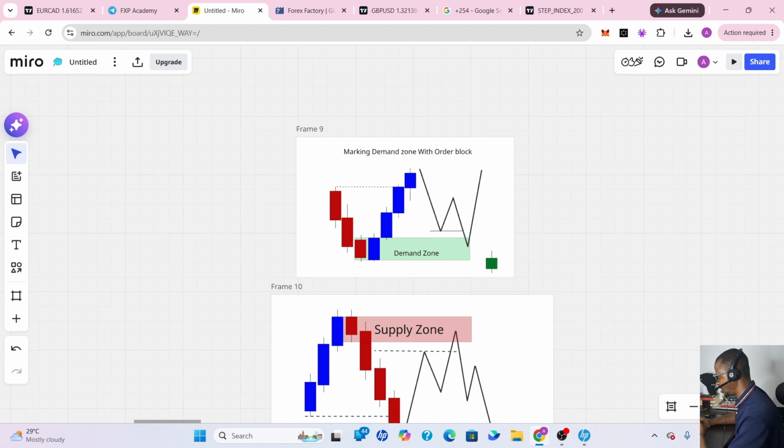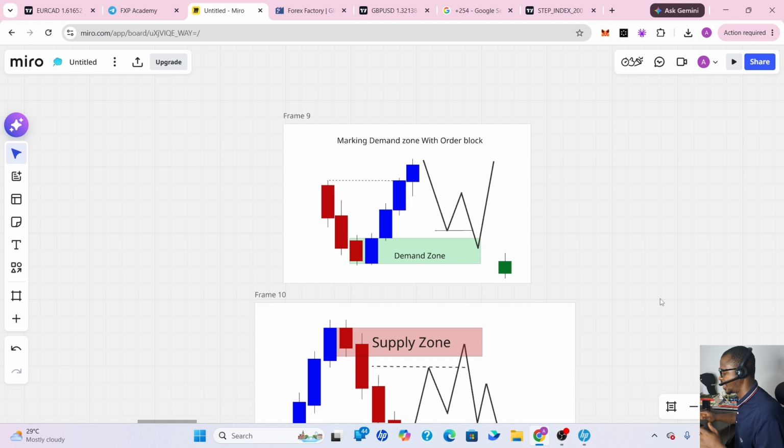Today I want to talk about how to mark your supply and demand zones effectively on your chart. This concept, a lot of traders have learned it, especially creators have made it popular on the internet and everywhere. Everybody is talking about demand and supply, but a lot of traders still find it difficult to mark this on their chart and equally use it effectively. So what is a demand and what is a supply zone?